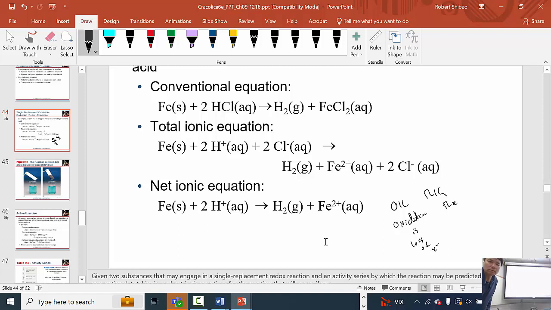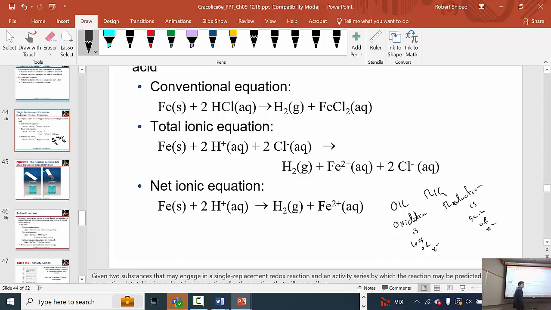Reduction is gain of electrons. And who causes oxidation to occur? The oxidizer. It's kind of weird, but the oxidizer is not oxidized. The oxidizer oxidizes something else. The iron is oxidized by the oxidizer, H+.